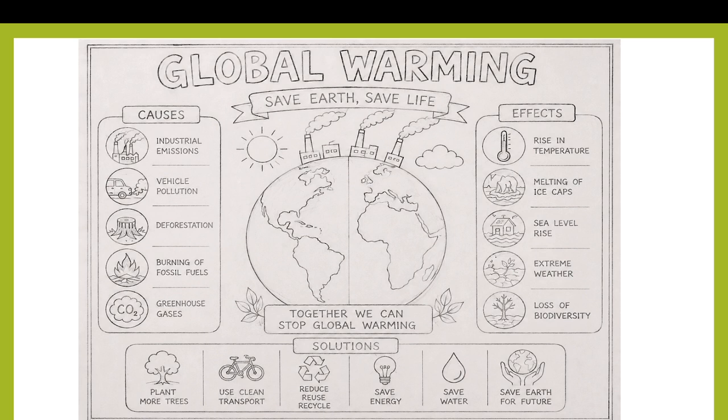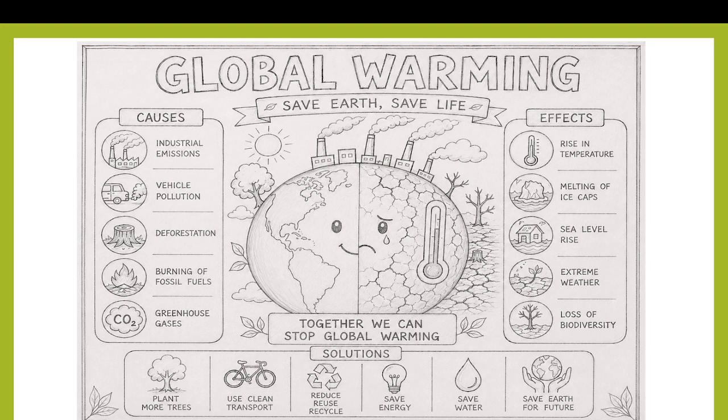The main causes of global warming are factory smoke and pollution, too many vehicles releasing harmful gases, cutting down forests, burning fossil fuels. All these activities increase greenhouse gases and affect our Earth.